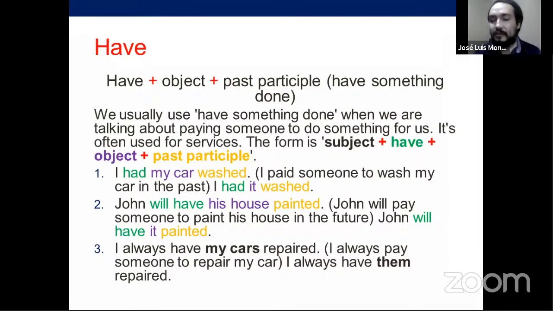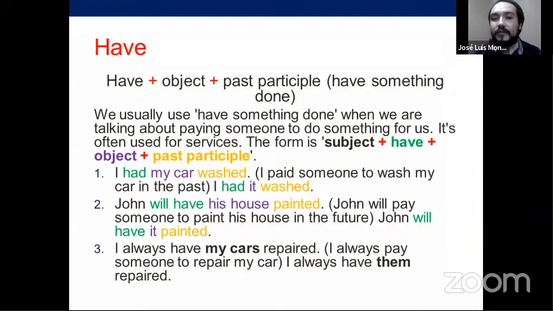Have my car washed means that someone else washed the car for me. Have my house painted means that someone else painted the house for me. Have my car repaired means that someone else repaired the car for me. You need that structure. She has her hair done, combed, or whatever you want. It means that someone else is doing that action for her.